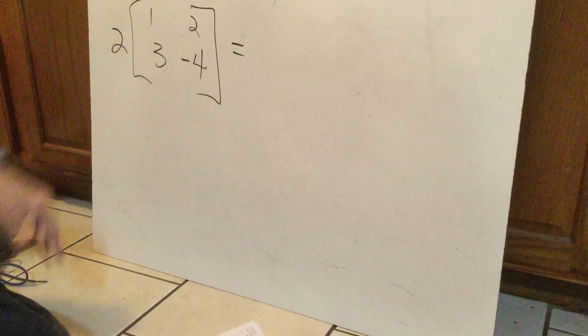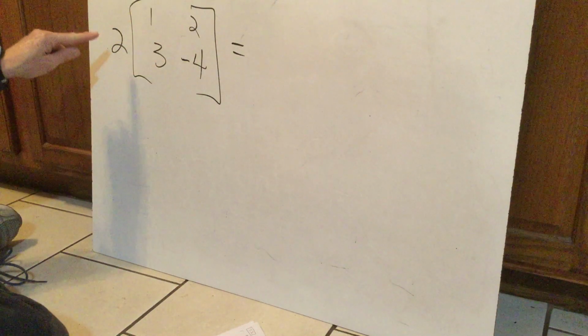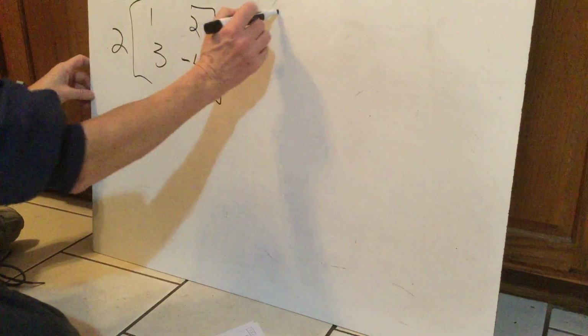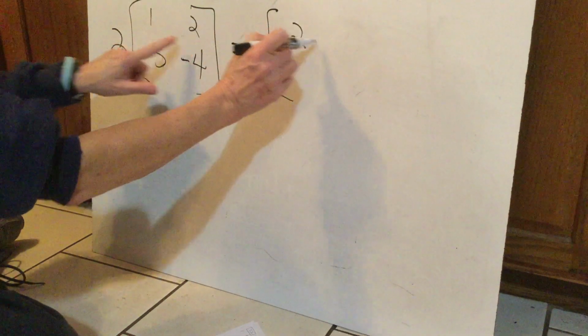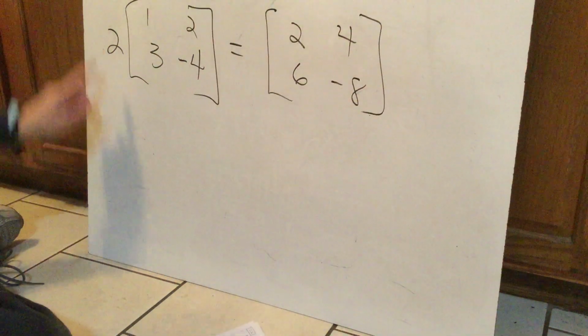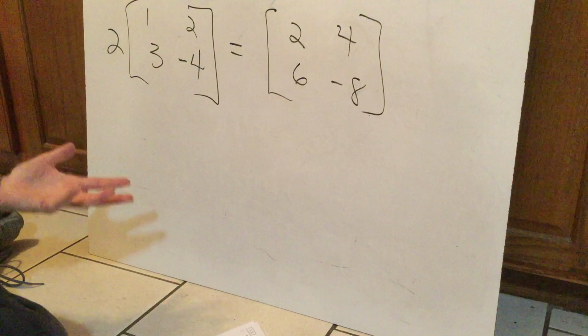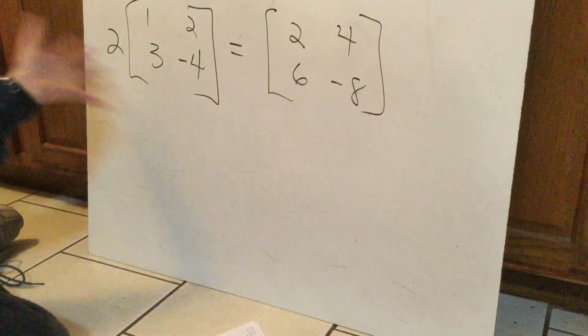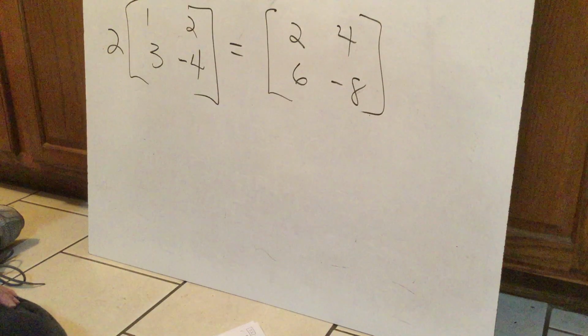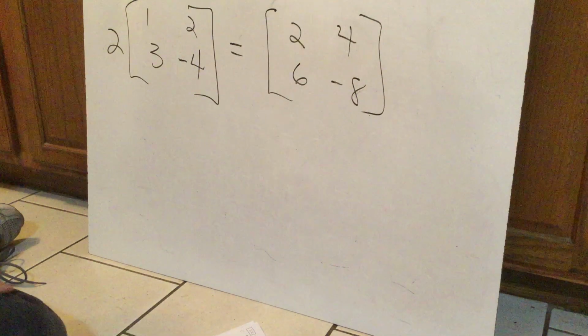So what's 2 times the matrix going to be? Well, remember, we already talked about this. You just take 2 times everything. So it's going to be 2, 4, 6, -8. That's it, just 2 times every single number. It's like the distributive property. You're just distributing the 2. And oh, by the way, a bit of review, 2 is called a scalar.